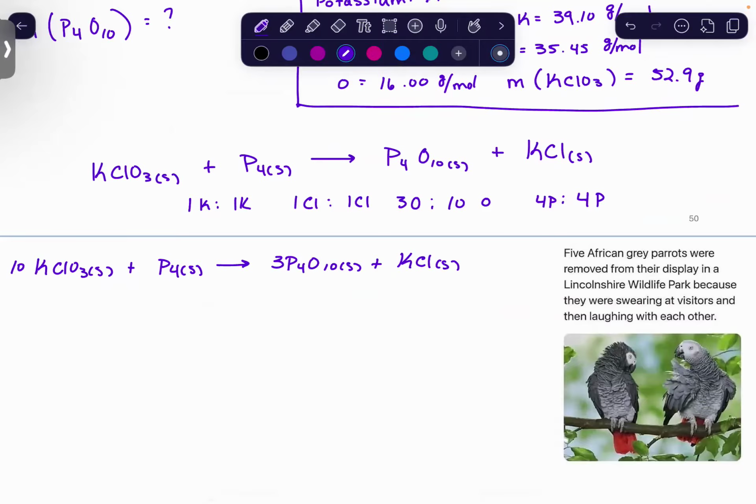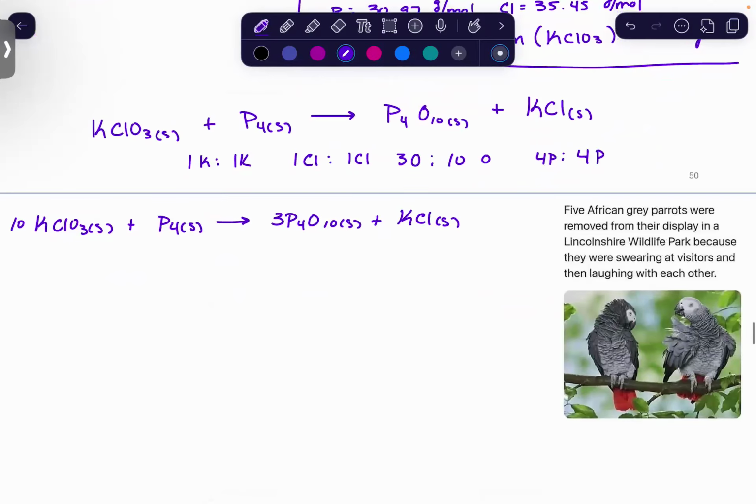Okay, so I did that. But now I have the problem of 10 potassium on the left and 1 potassium on the right. 10 chlorines on the left, 1 chlorine on the right. Now, I do have my 30 oxygens on the left and 30 oxygens on the right.